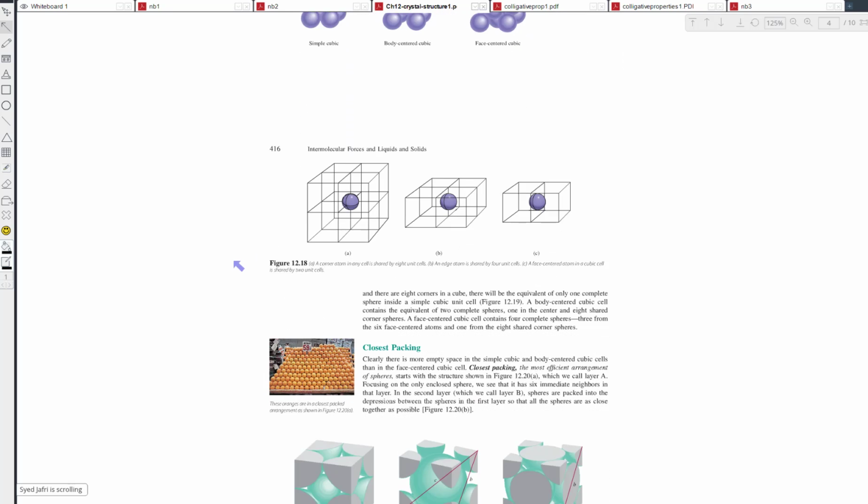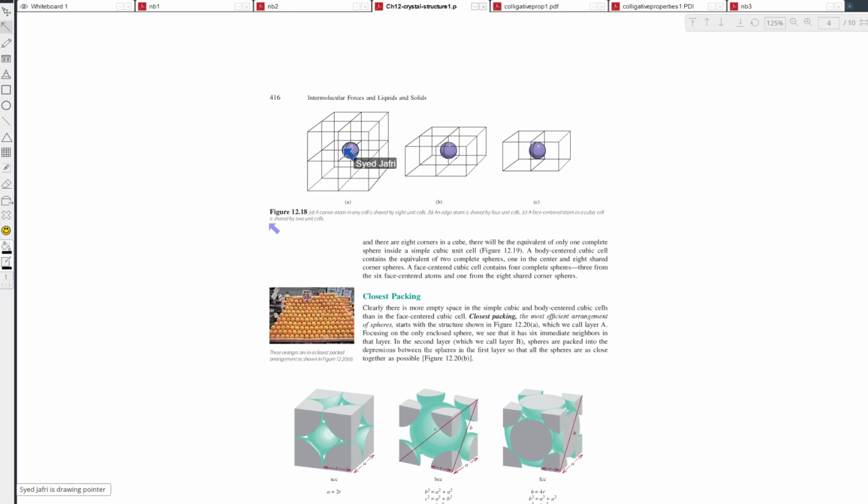Look here in this case, for example, there are many unit cells. If an atom is on the corner, it is shared by other cells also. If it is in the center of the cube, then it belongs to only one cell. But if it is at the corner, it is going to be shared by many other cells.